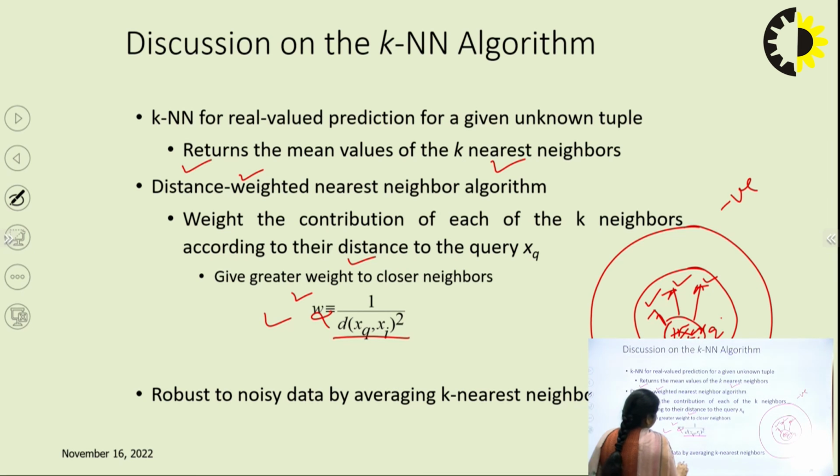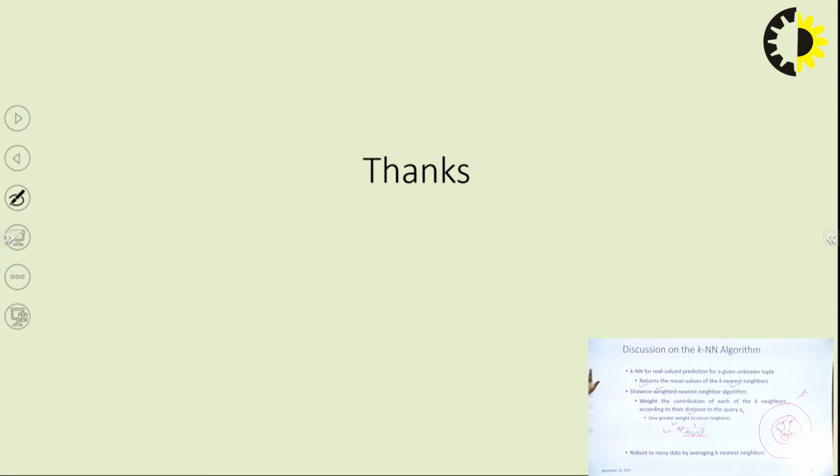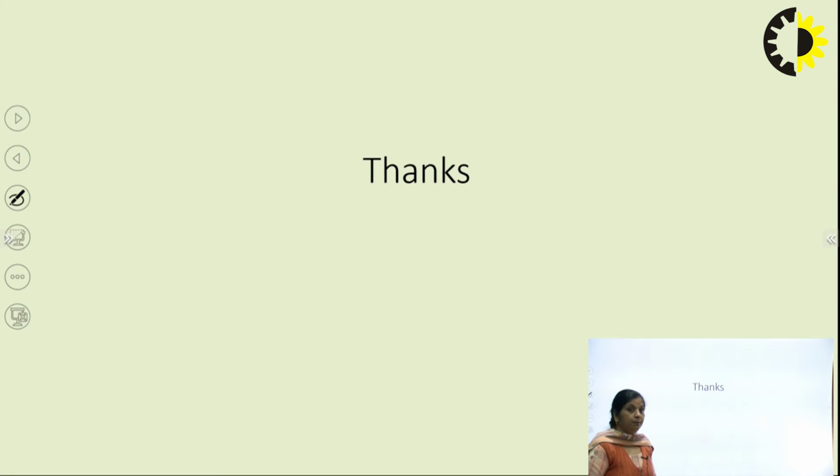KNN is robust to noisy data by averaging the k nearest neighbors. So, this is KNN. In this particular lecture, we talked about the classification problem, an introduction to classification. Then we discussed 3 methods: SVM, KNN, and one for statistical classification, that is Bayesian classification.